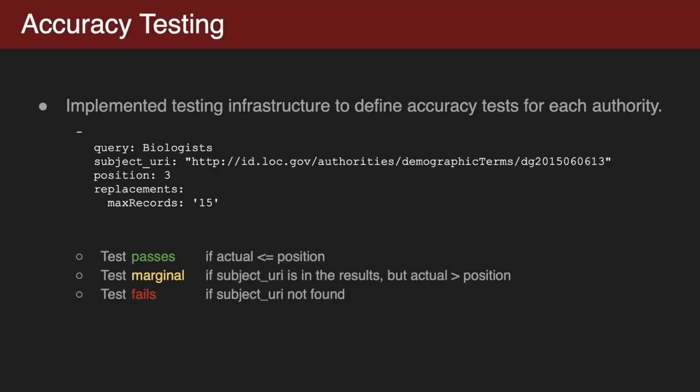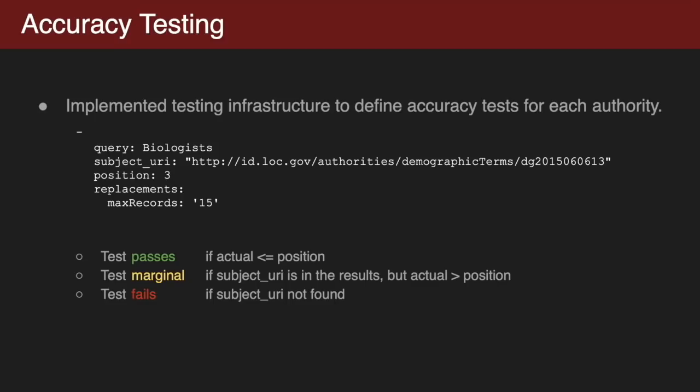To address accuracy, we put in place a testing harness in the QA lookup service that allows our local experts to express their expectations. They define the query, the URI that should match, the max position where the URI should appear, and how many results they want to include in the test. A test passes if the actual position is less than or equal to the expected position. It's considered marginal if the URI is in the search result set, but not found by the expected position. And it is considered a failure if an error occurs or the URI is not found at all.